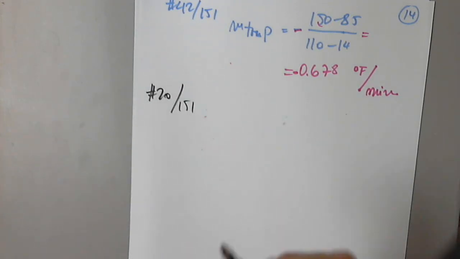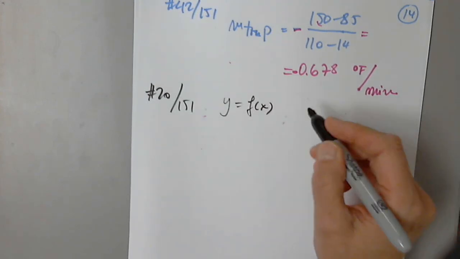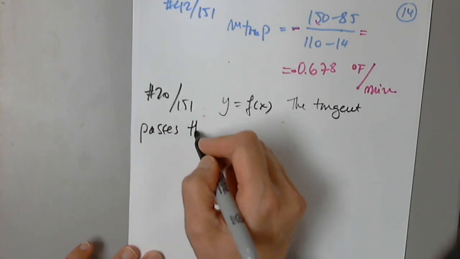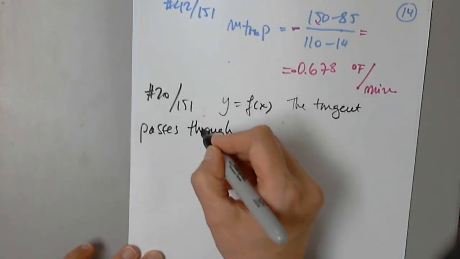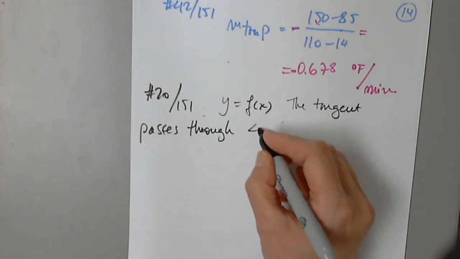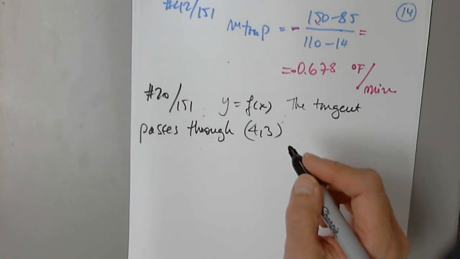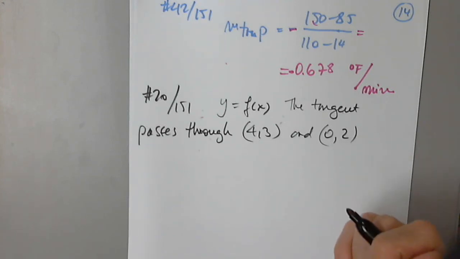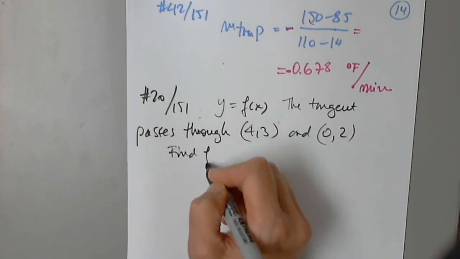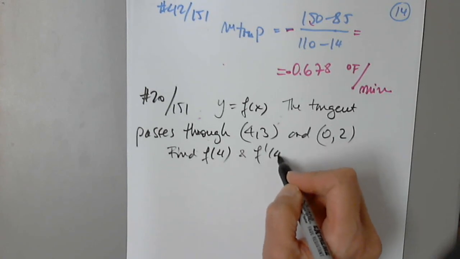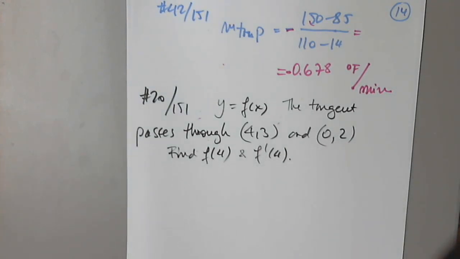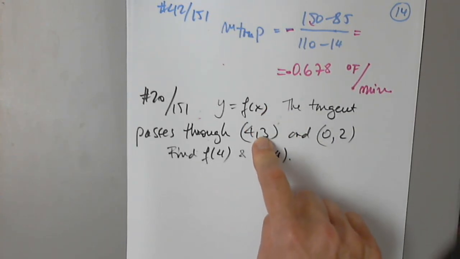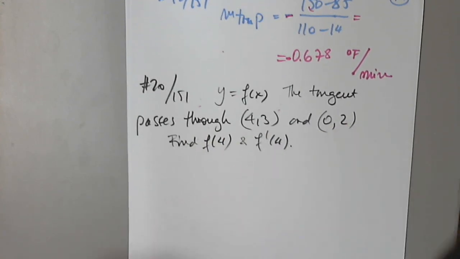If the tangent line to the graph y equals f of x passes through the point (4, 3) and point (0, 2), find f of 4 and f prime of 4. Let's read this one more time because I didn't write it correctly. So the tangent to this graph at the point (4, 3) passes through point (0, 2).